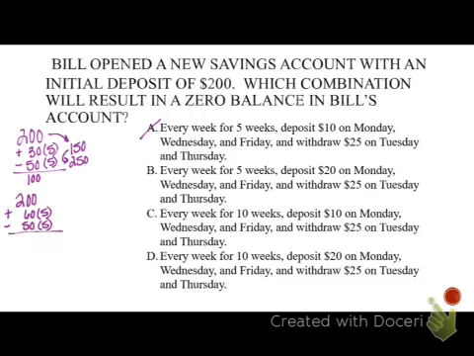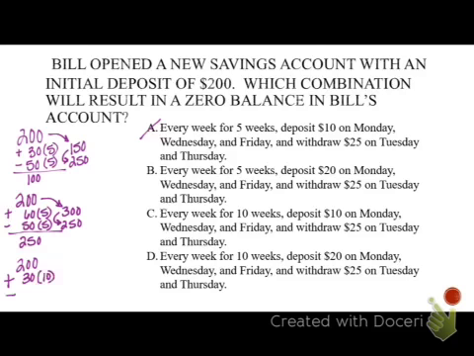So 60 times 5 gives us 300. 50 times 5 gives us $250. 200 plus 300 is $500. And then if we subtract our $250, we would be left with $250, which is not $0. For C, we have an initial deposit of $200. We are going to deposit $10 on Monday, Wednesday, and Friday, so that's $30 deposited in a week. And we're going to do that every week for 10 weeks.